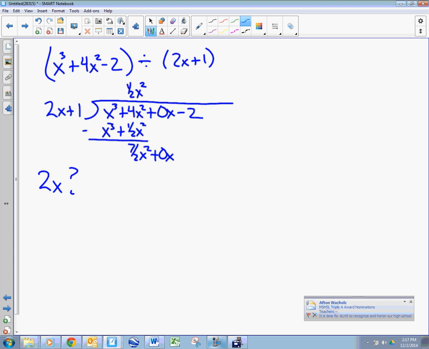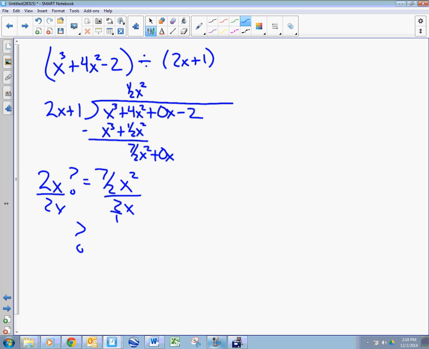2x times what is equal to 7/2 x squared? Okay, so we divide both sides by 2x. So x squared divided by x gives me x. And 7/2 divided by 2 over 1 would be 7 over 4. We multiply 7/4 x times 2x is 7/2 x squared. 7 over 4x times 1, 7 over 4x.